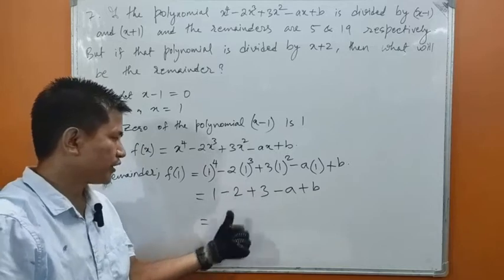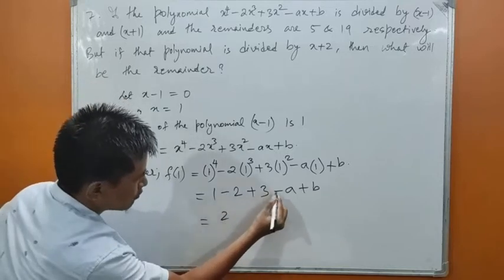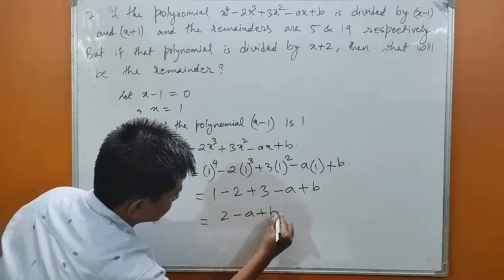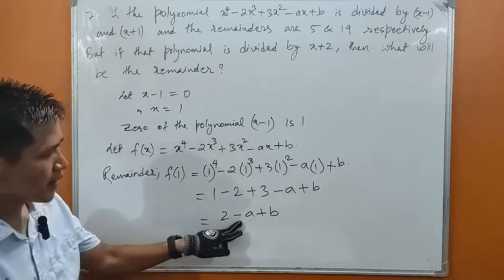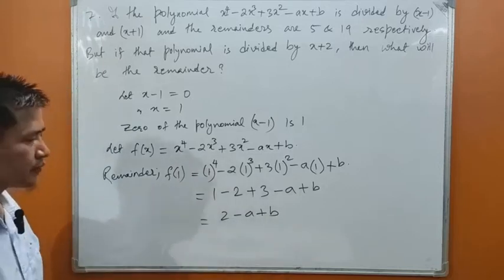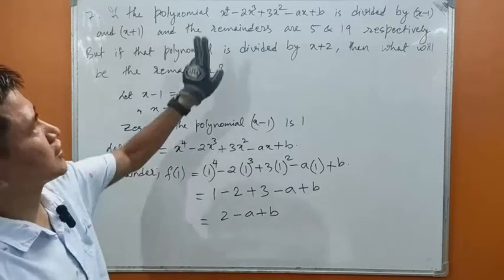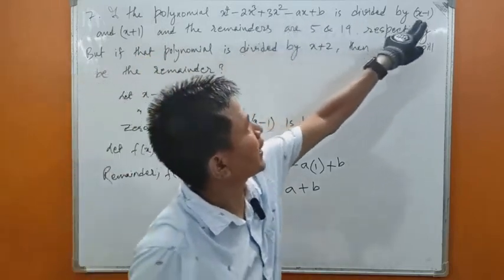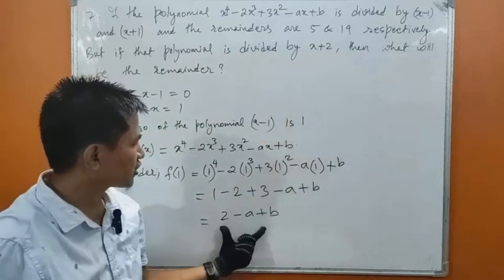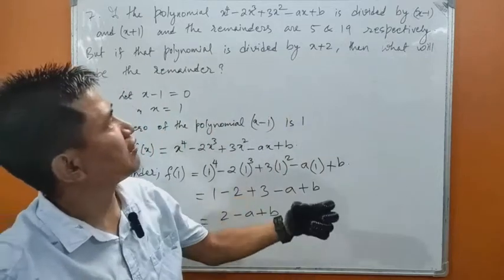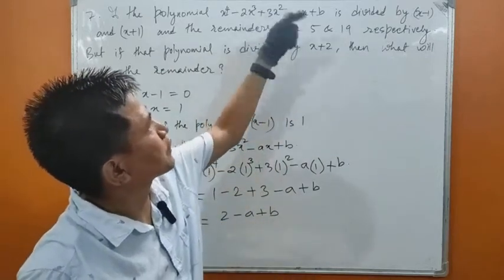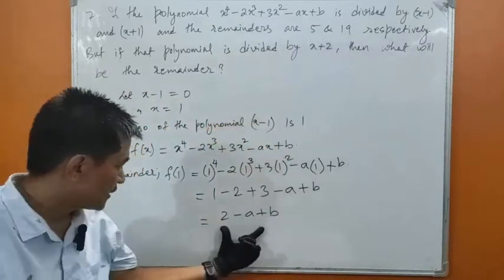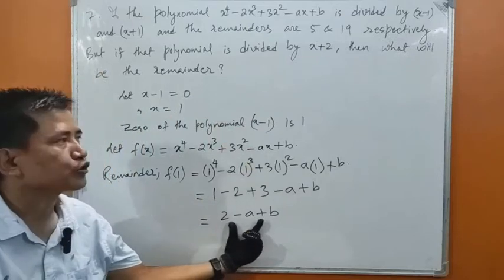4 minus 2 is 2. So we get 2 minus a plus b. But the question has given us the remainder 5. When we divide this expression by x minus 1, we got this remainder, isn't it? But the question has already provided that when this expression is divided by x minus 1, the remainder will be 5. Okay. This means this expression equals to 5, isn't it?